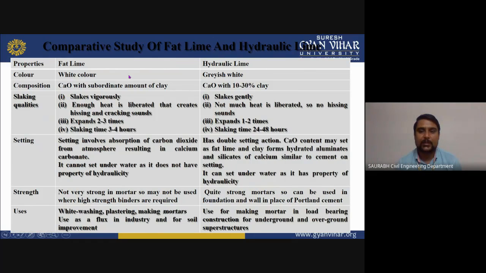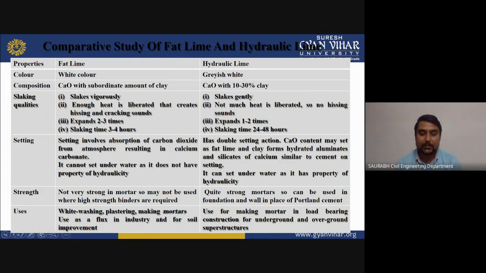Color: white color in fat lime. In hydraulic lime, it is grayish white. The composition is CaO with a subordinate amount of clay, and for hydraulic lime it is CaO with 10 to 30% of clay. And these are some strengths. Fat lime is not very strong in mortar, so it may not be used where a high strength binder is required. Hydraulic lime is quite strong mortar, so it can be used in foundations and walls in place of Portland cement, which means hydraulic lime may be an alternative to cement also.